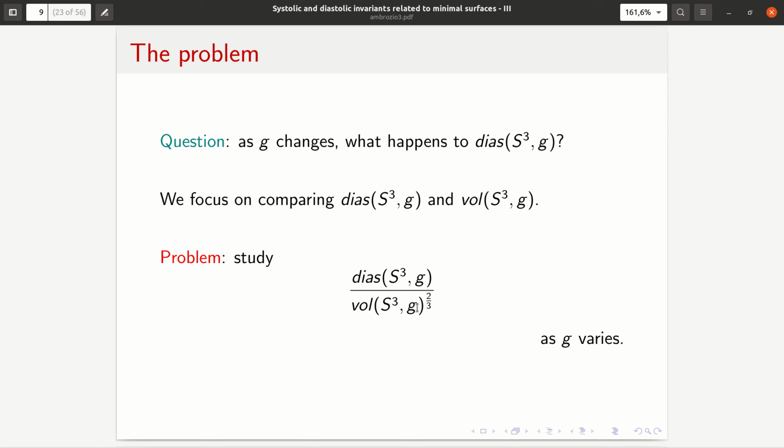Okay, so if you think about very long and thin ellipsoids, but with fixed cross section, it's not difficult to argue that the normalized diastole by the volume can be made arbitrarily small. So, as in the second talk about systoles, the problem here is to investigate how big this normalized diastole can be as the metric g varies.